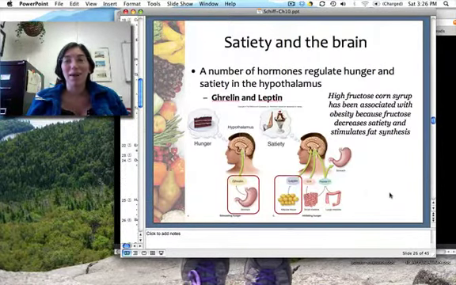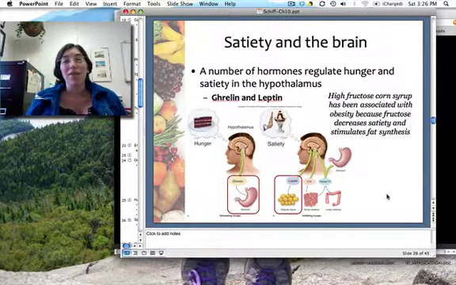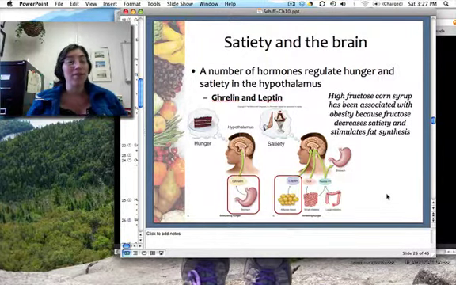Sorry. There we go. So again, the hypothalamus is the part of the brain that regulates hunger and also regulates satiety. And satiety and hunger are regulated by certain hormones that are produced elsewhere in the body. There's a number of them. The book tells you several of them, but the two that I want you to focus on, the two that I'd like you to know, are ghrelin and leptin.